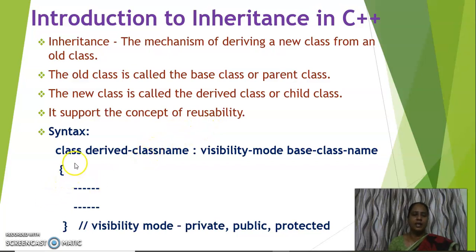Syntax for deriving the derived classes: class, derived class name, colon, visibility mode, base class name, opening bracket, and this is the code part of the derived class. Here we can define the members of the derived class. And then the visibility mode. This visibility mode is either private, public or protected.